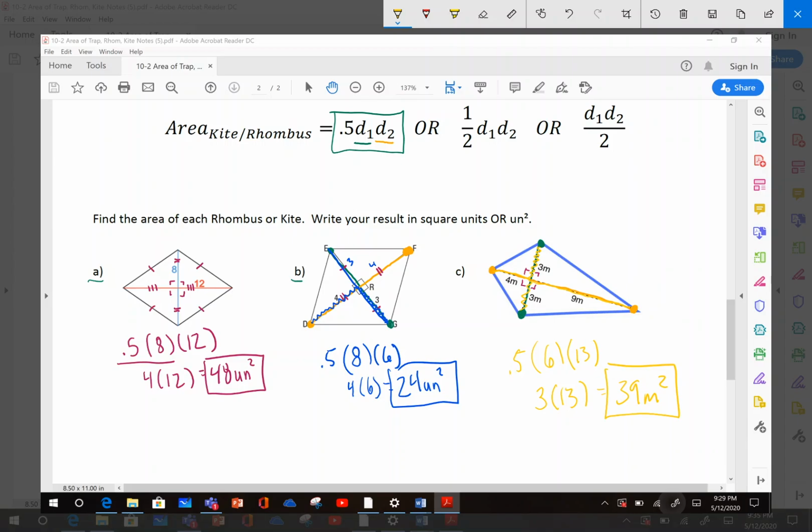So we want the product of the diagonals: multiply the values of the diagonals, and then cut that value in half. That is how you calculate the area of a kite or a rhombus.